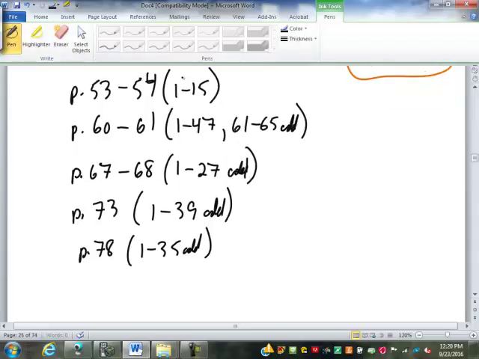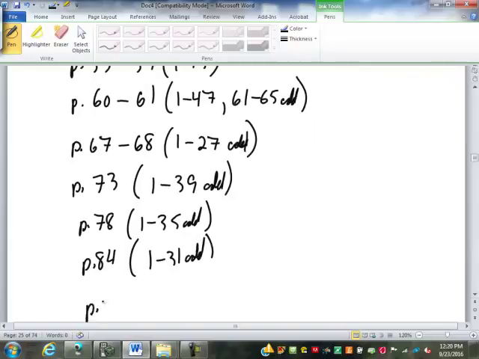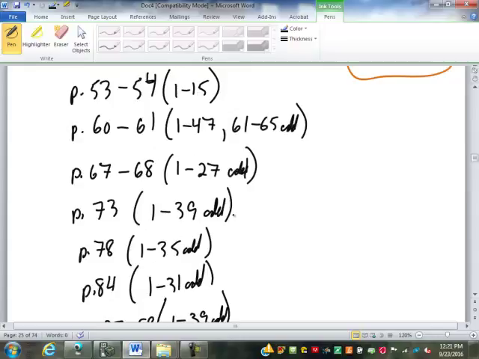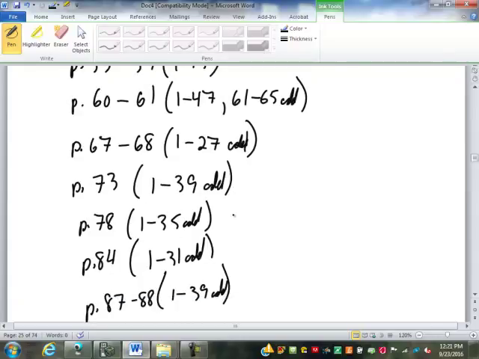And finally, oops, 2 more. Page 84, 1 through 31, the odds. And pages 87 through 88, 1 through 39, the odds. That is the powers and then working with scientific notation. So that's a lot of pages, but remember that top one that just went off the screen, 53 to 54, was one from last week. You just want to make sure you look them over and see if you have them down.